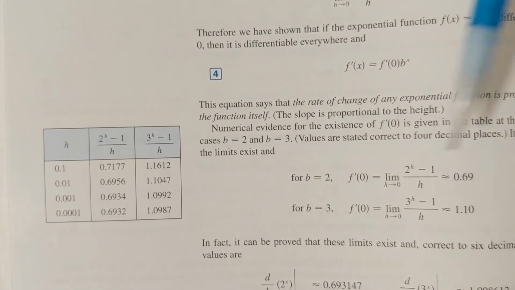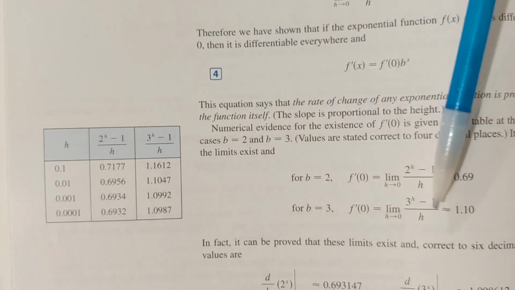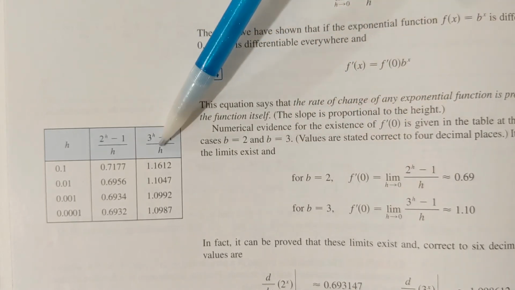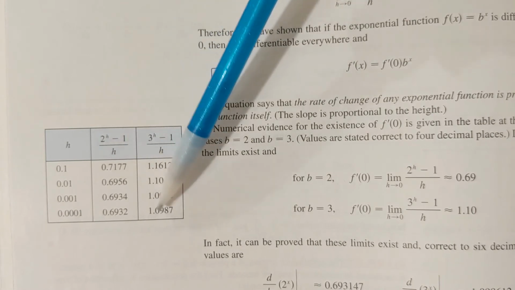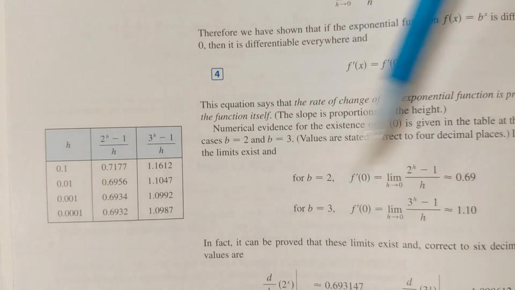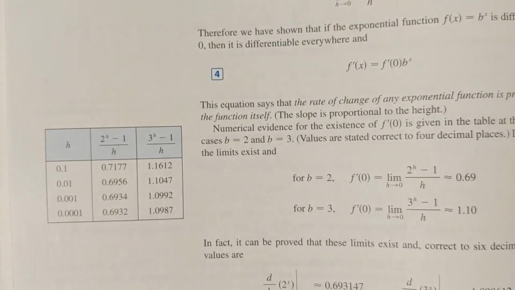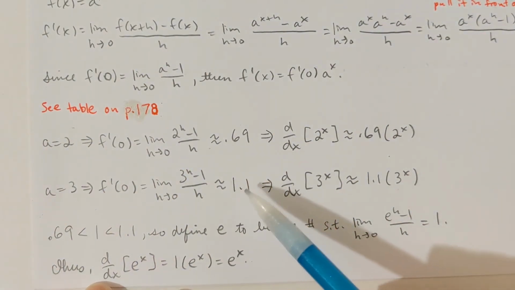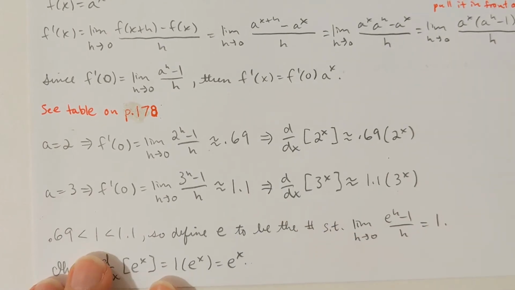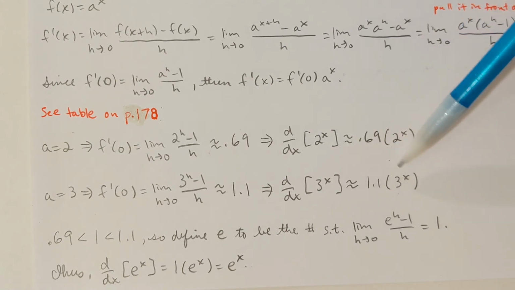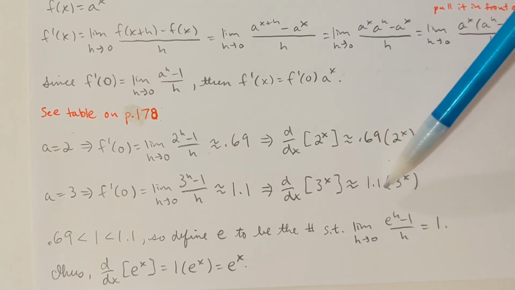Getting back to this problem, if the base is 3, then we've selected some h values getting closer and closer to 0. It looks like the y values are approaching 1.1, you'd guess. So we would estimate that number as roughly 1.1. So the derivative of 3 to the x would be 3 to the x times roughly 1.1.